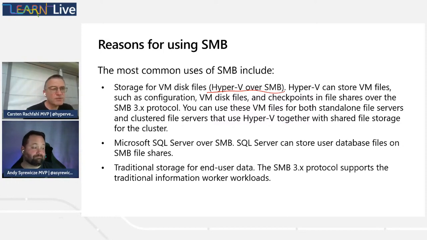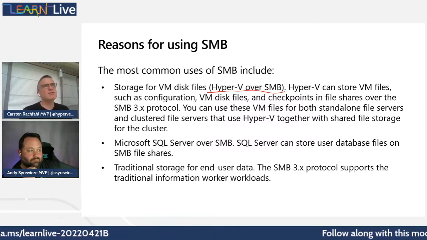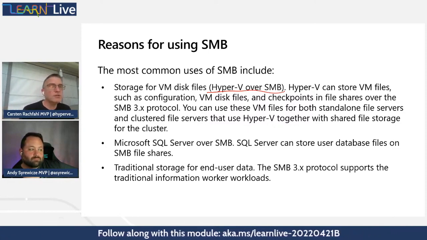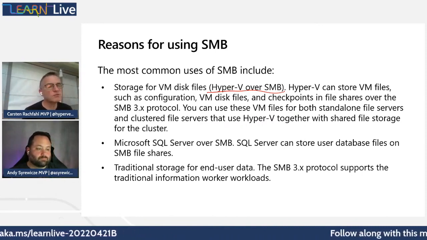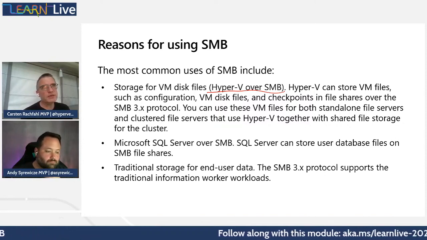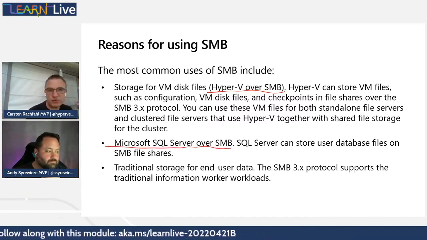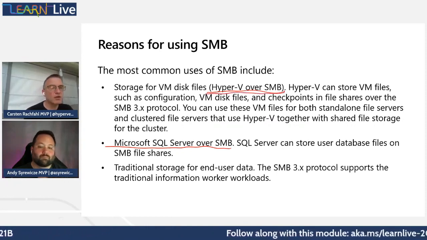SQL over SMB. Imagine you have a SQL cluster and you want to put your SQL databases on a central highly available storage system. This is not the main scenario for SMB high availability today. There is SQL HA, Always On: you have your data on every SQL server and a kind of replication. But there are also customers who want to store their SQL databases on a highly available storage system, and for that we also have Microsoft SQL Server over SMB. But the main case for SMB3 is Hyper-V over SMB3.